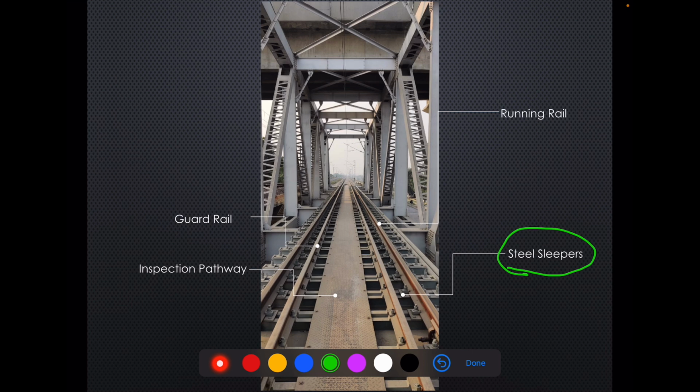So sleepers are something over which all the accessories are fixed. These accessories are fixed on top of the steel sleepers, which are resting on stringers. So stringers are basically like this, and over them these steel sleepers are resting, and over them we have rails like this.